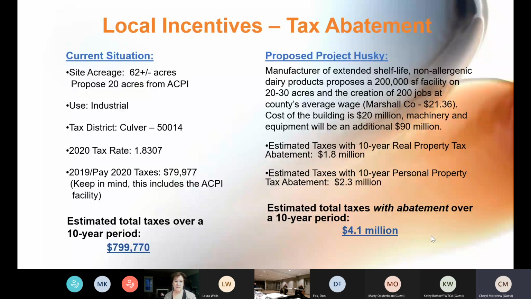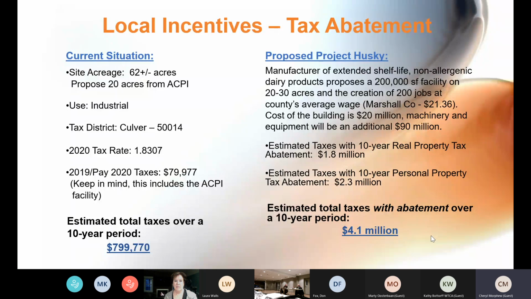Tax district, you know what your tax district is, you know what your 2020 tax rate is. And I'm using 2020 because the formula that I use to calculate an abatement, they've not updated it to the 2021 certified rates yet. So I wanted to keep apples to apples. Your 2019 paid 2020 taxes for that 62-acre site was $79,977. But I want you to make sure you understand that that includes that entire 62-acre parcel.